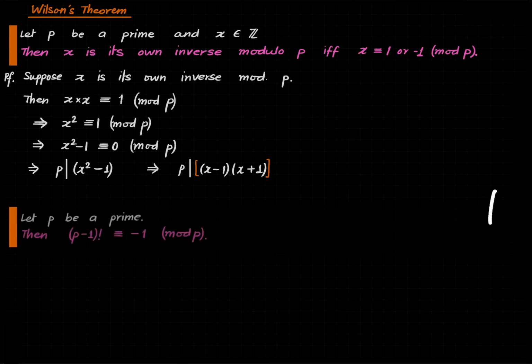So Wilson's theorem says, this is due to Wilson, let me write. This was discovered by Wilson, but it was proven by Gauss. But still it is called Wilson's theorem. So let p be a prime. We want to show that p minus 1 factorial is congruent to minus 1 modulo p. So it's the same reasoning that we saw earlier.